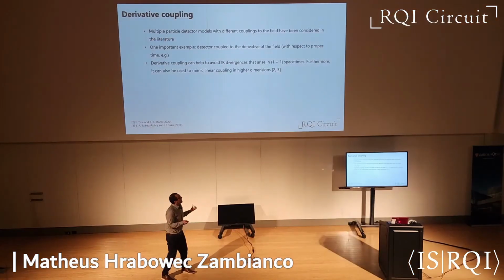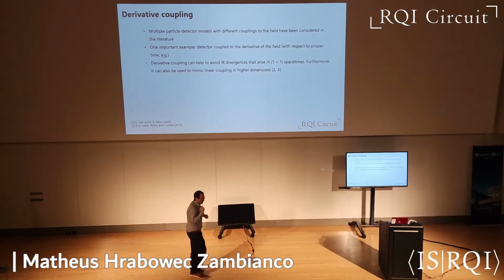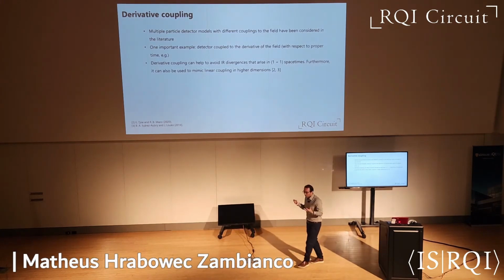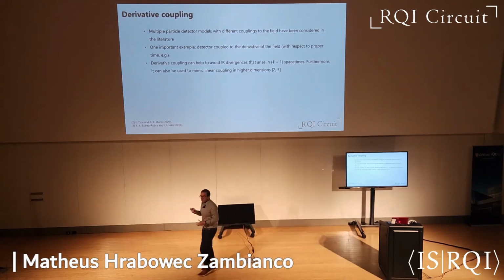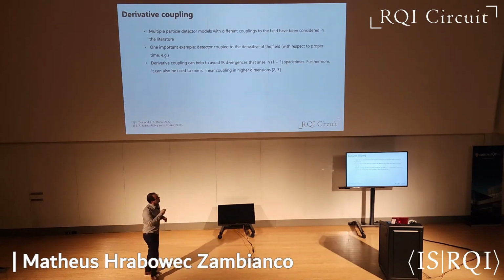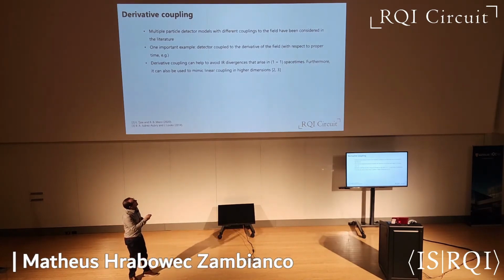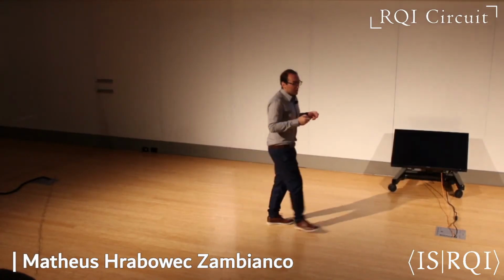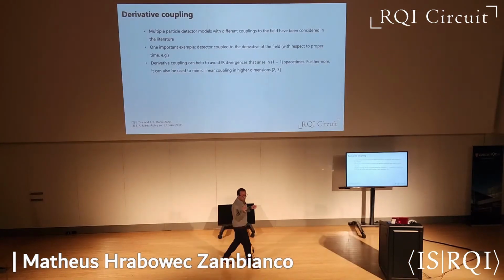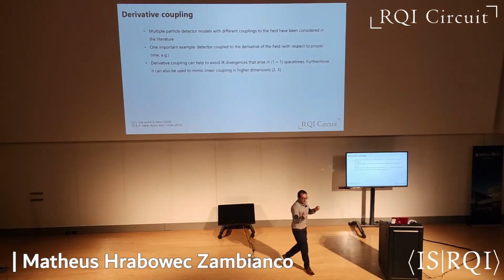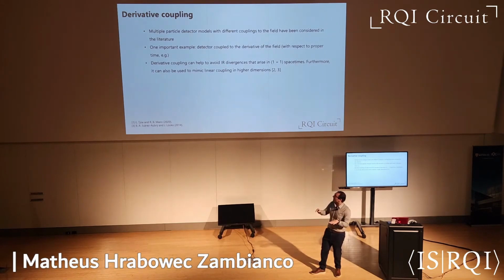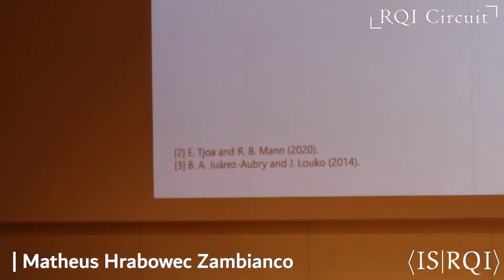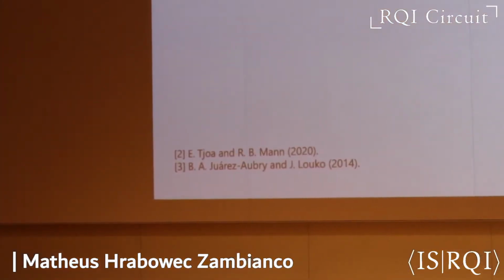This kind of model is particularly interesting because in the literature, people use it to avoid some infrared divergences that can appear in 1+1 spacetimes. Even more, in the work of those gentlemen here, they have shown that if you have a model where you couple the detector with the derivative of the field, you can use this model in a lower dimensional spacetime to mimic a model where you have an amplitude coupling in a higher dimensional spacetime. Okay?